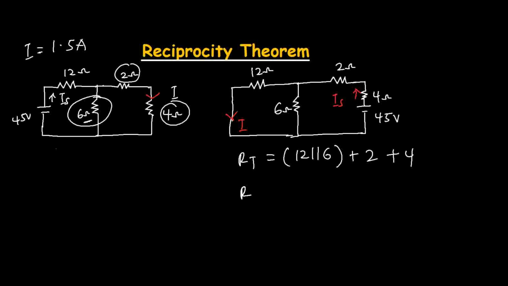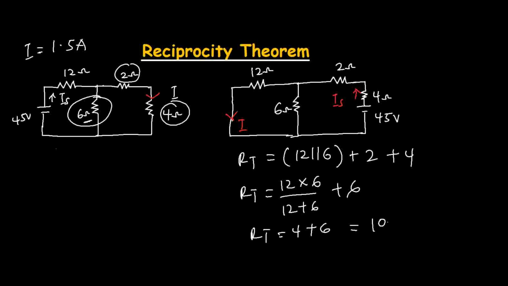So doing this, we have 12 times 6 divided by 12 plus 6, all this plus 6. So let's simplify this. 12 times 6 divided by 12 plus 6 will give me 4. And plus this 6, that will give me 10 ohms. So the total resistance for the circuit is 10 ohms.